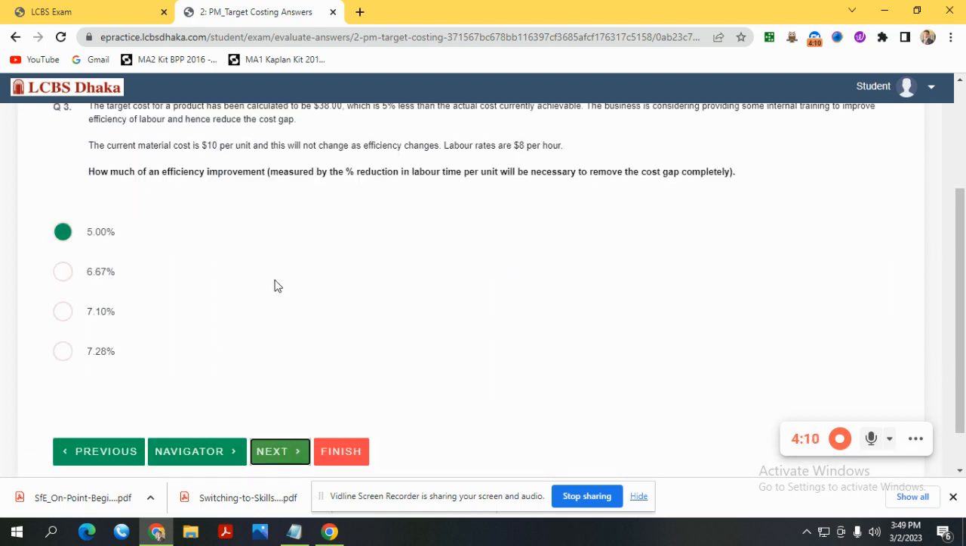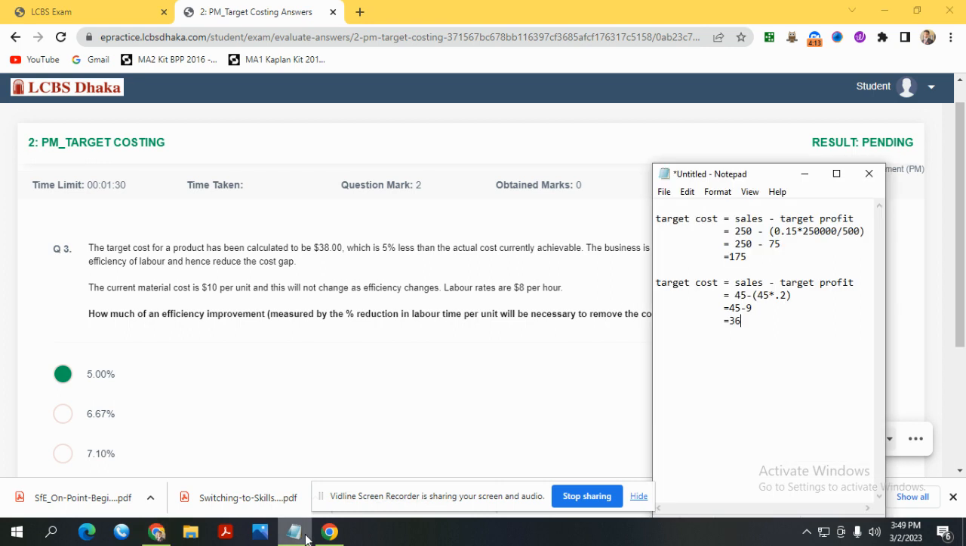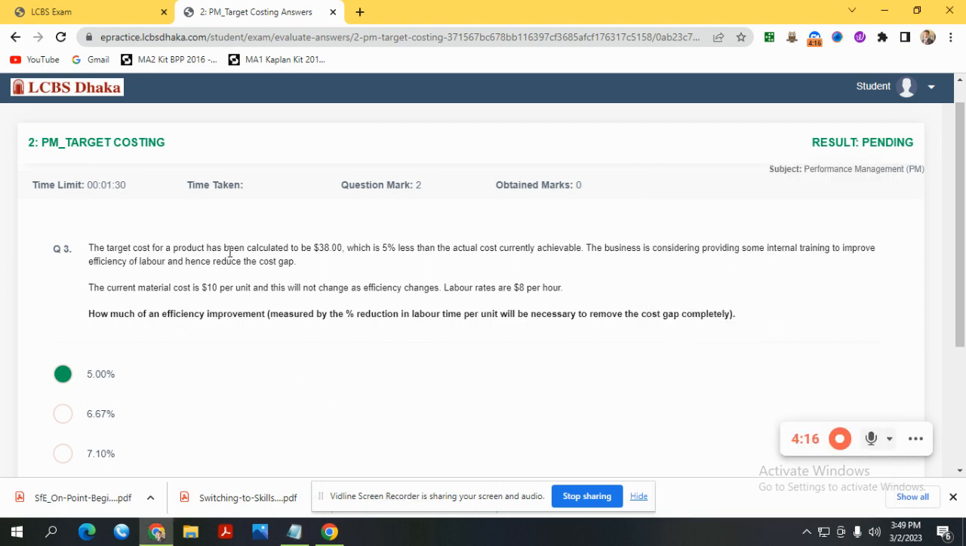Let's go on to the next one. So over here, the target cost for a product has been calculated to be 38. So this is the target cost, which is 5% less than the actual cost currently achievable. The business is considering providing some internal training to improve efficiency of labor and hence reduce the cost gap. So they're planning internal training to bring down the cost. The current material cost is $10 per unit and will not change as efficiency changes.